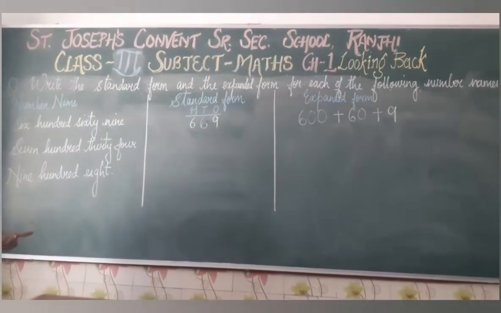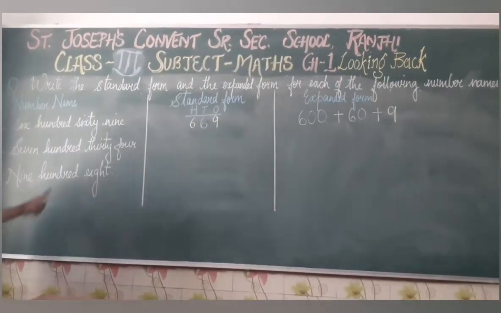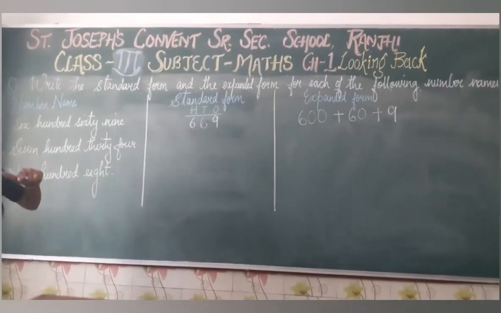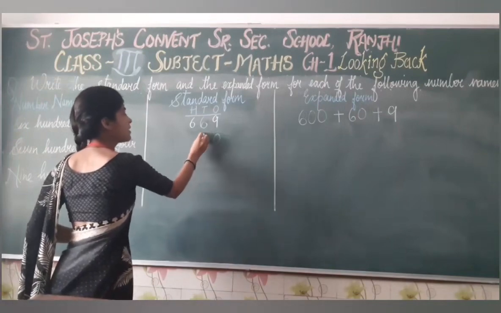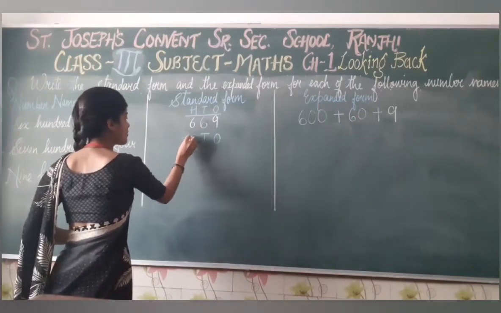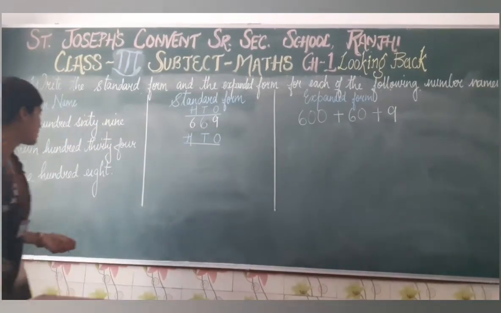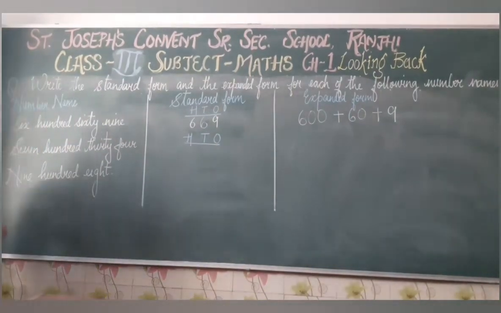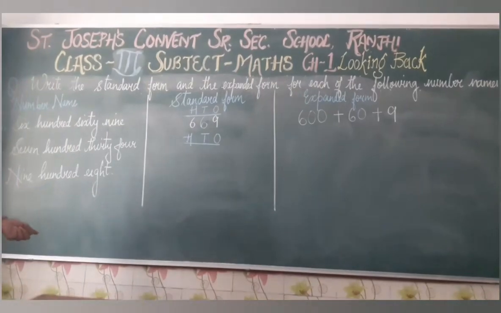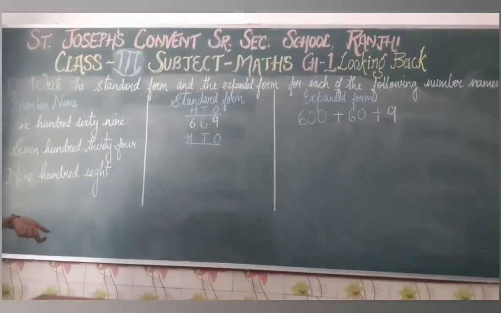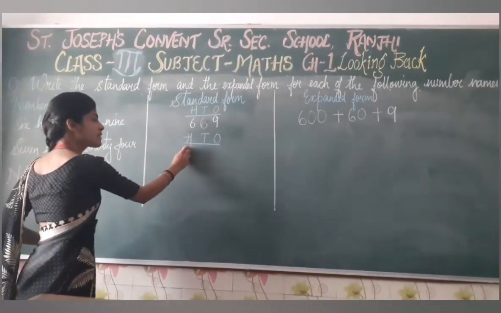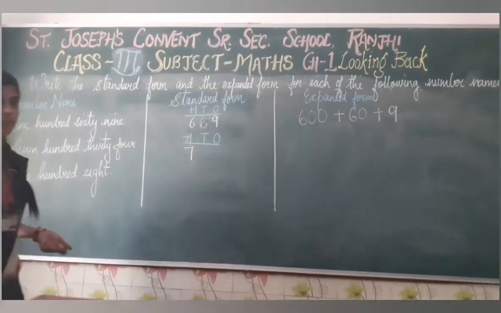700. How many hundreds? 700s. 34. So let us first give the places. Ones, tens, hundreds. Now again let us read and find out which digit will go under which place. 700. How many hundreds? 7. So how many hundreds will come under the hundreds place? It will be the digit 7.